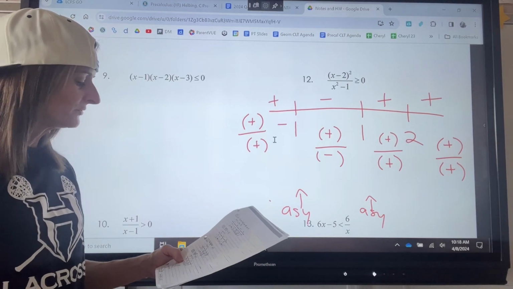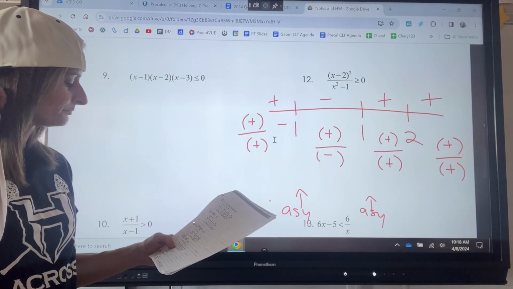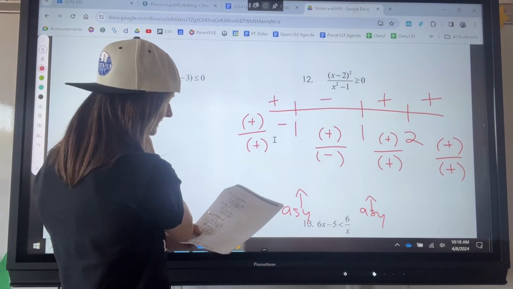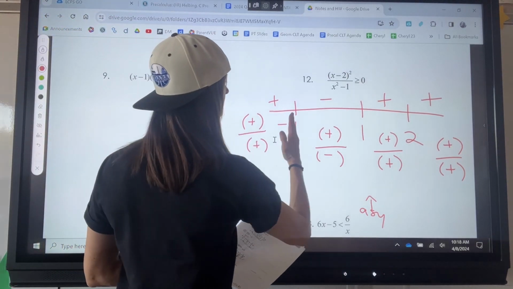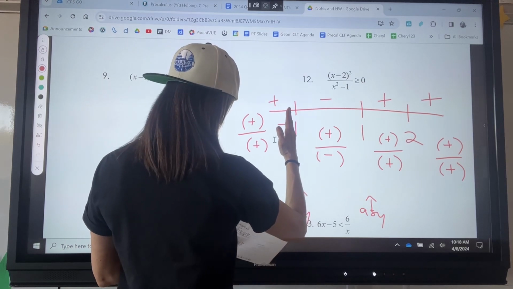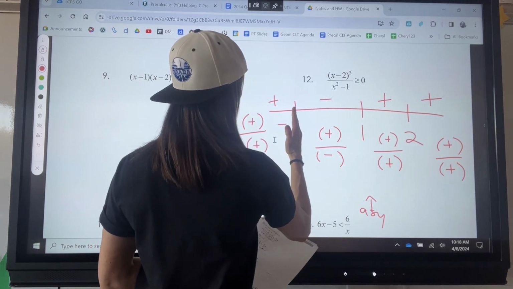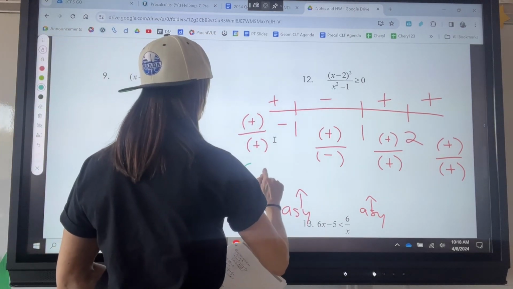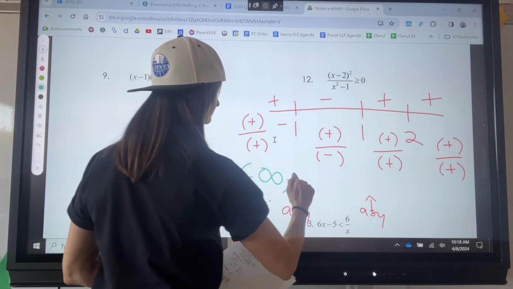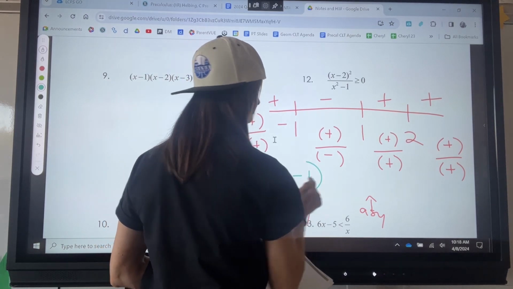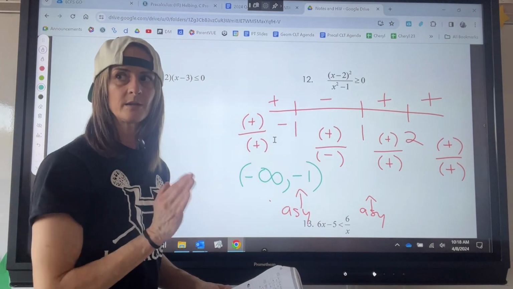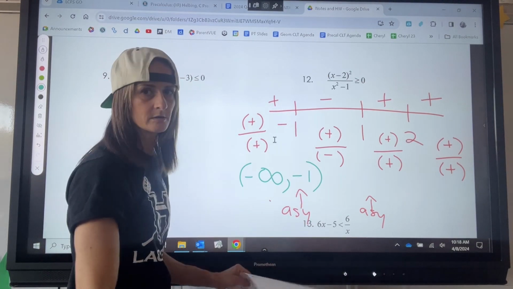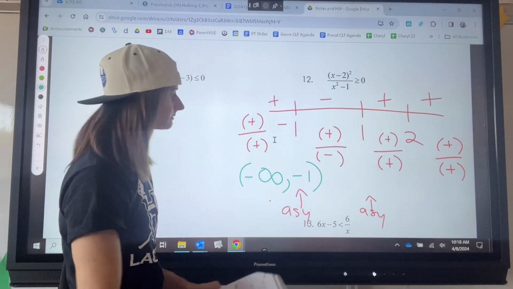Now, it's asking, where is the graph greater than or equal to 0? Okay? It's greater than or equal to 0 from -infinity up to -1, but not including -1 because that's an asymptote. Everybody okay with that? We're not including the -1 because that's an asymptote. So it's not on our graph, no matter what.